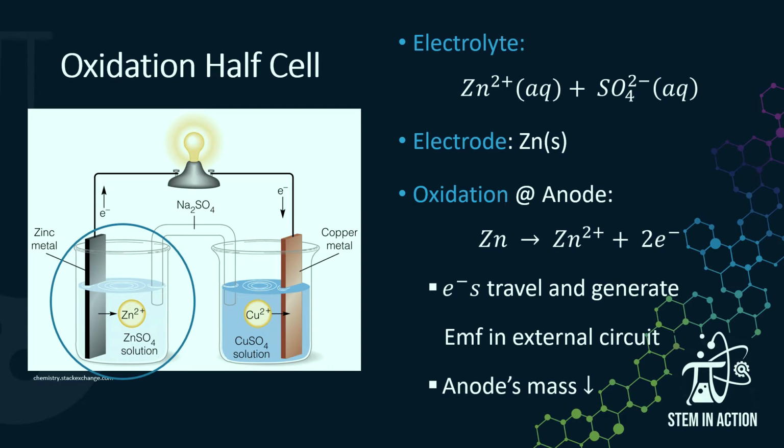They are going to travel up the wire, and the minute they go up the wire, we've got the flow of electrons, and that is flow of charge, which is electricity, or current. So electrons travel and they generate an EMF in the external circuit. In this case, our external circuit is where the light bulb is. And since our zinc electrode is losing Zn2+, or it is oxidizing, it's actually corroding, and the mass of the anode would then be decreasing.